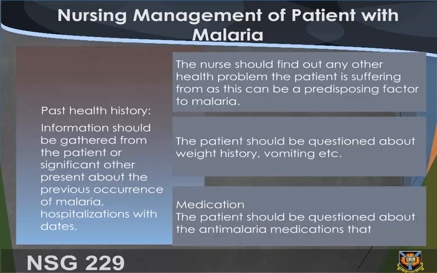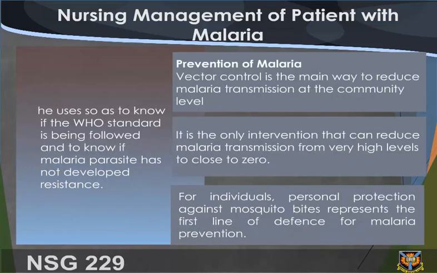The patient should be questioned about weight history, vomiting, etc. Medication. The patient should be questioned about the anti-malaria medications that he uses, so as to know if the WHO standard is being followed and to know if the malaria parasite has not developed resistance.